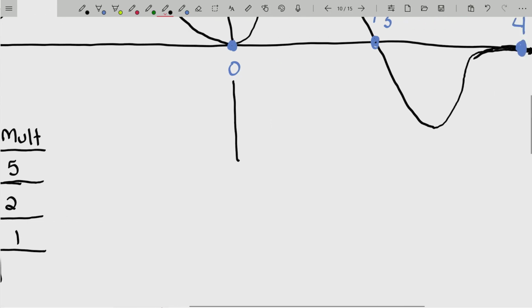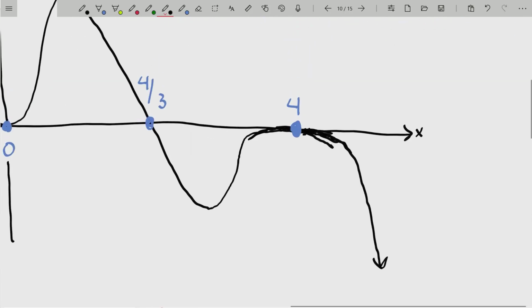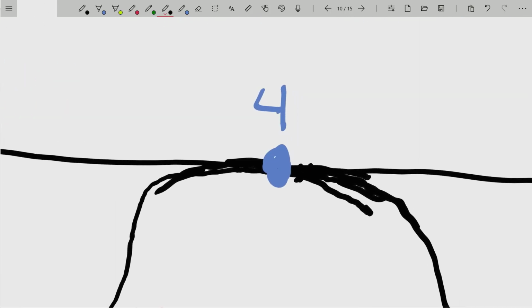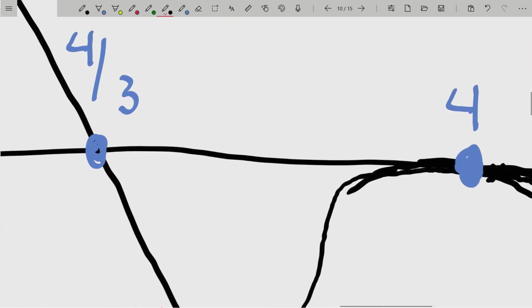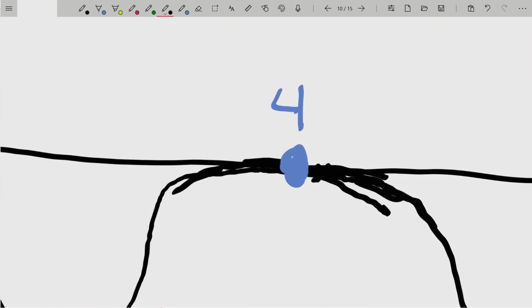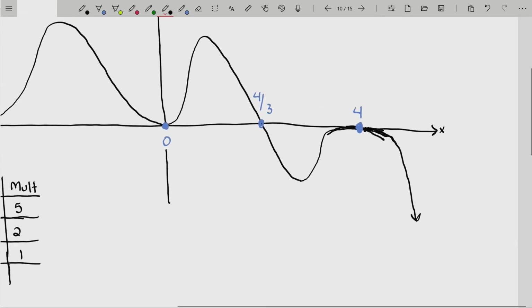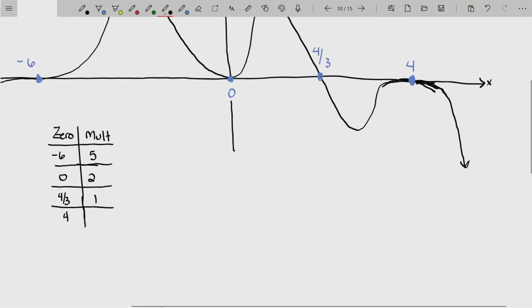And finally, at x equals 4, now this is like a parabola, but notice how flat that is. It's flat for a while. So it's not going to be like an x squared. It's going to be more like an x to the 6th, maybe. And again, this is more of just a guess. So it's not like there's a perfectly correct answer, but I'm going to say it's probably about a multiplicity of 6. So those are our zeros and their relevant multiplicities.